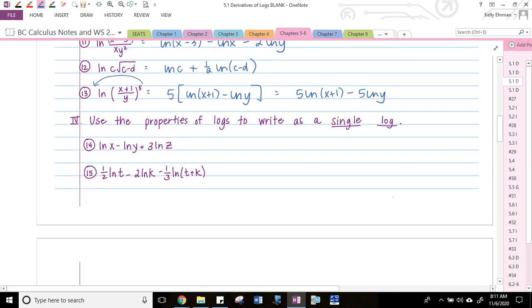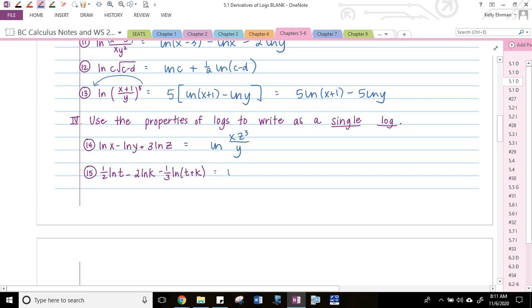And then again, if we want to condense a sum and difference of logs into a single log, we're just using our rules in reverse. So it's a single natural log. Anything that's positive should be in the exponent. So x, 3 natural log of z would be times z to the 3rd. Anything that's negative goes in the denominator, so divided by y.